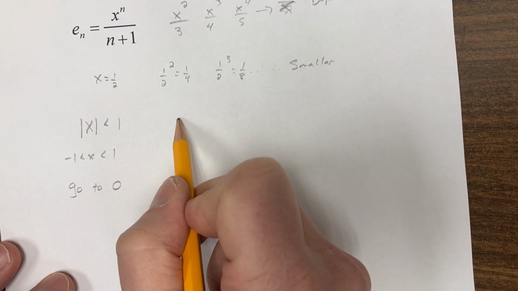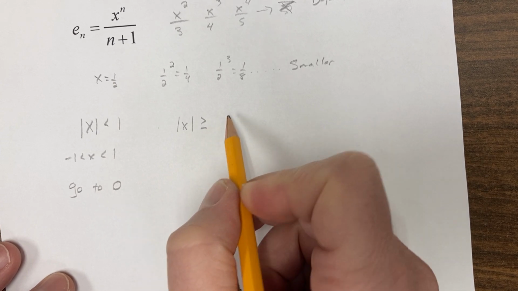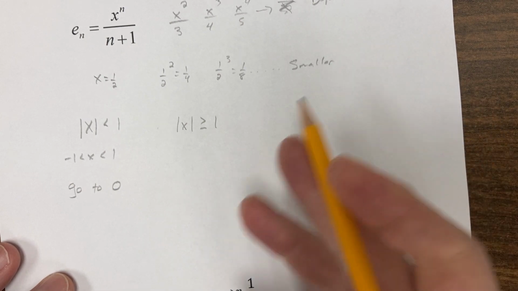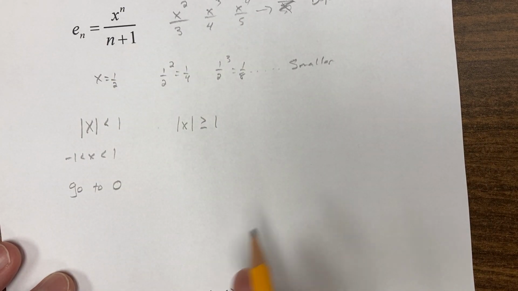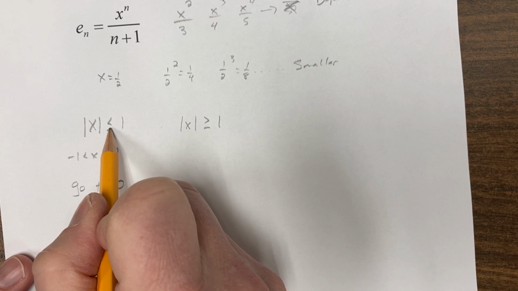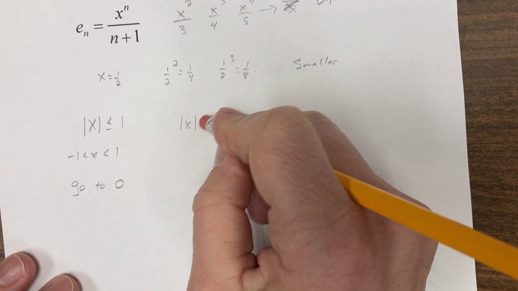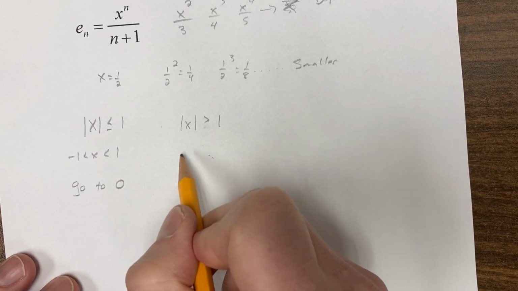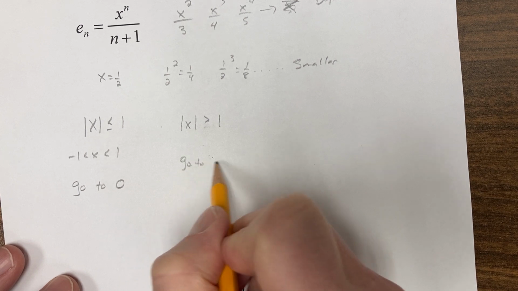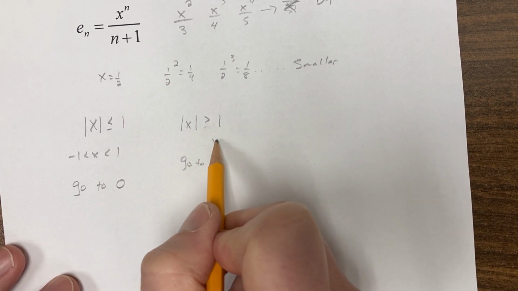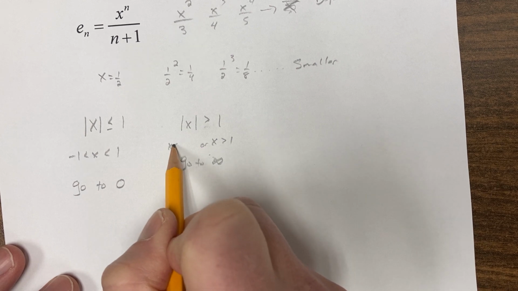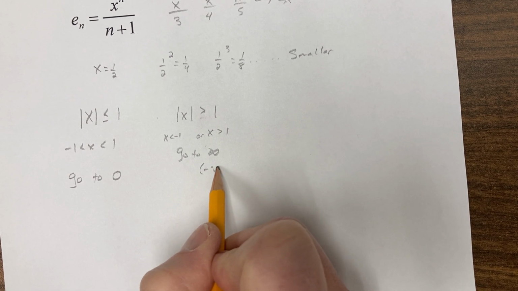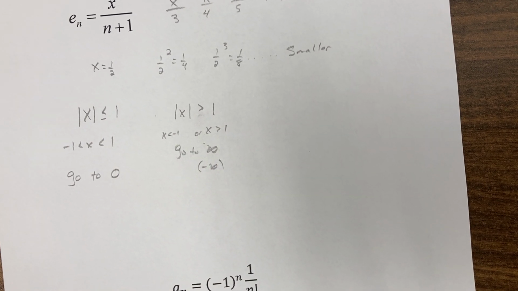But if the absolute value of x is greater than or equal to 1, well, now the terms get bigger and bigger, or they stay 1 over n, which actually I would say is probably truer. Forgive me on that mistake. But if it's bigger than 1, then the terms are going to get bigger and bigger, and then this will go to infinity. So in other words, if x is greater than 1 or if x is less than -1, then that would go off to infinity or to negative infinity, whichever the case may be.